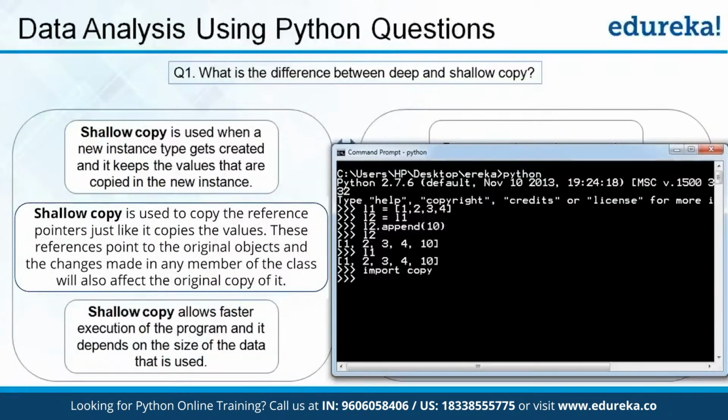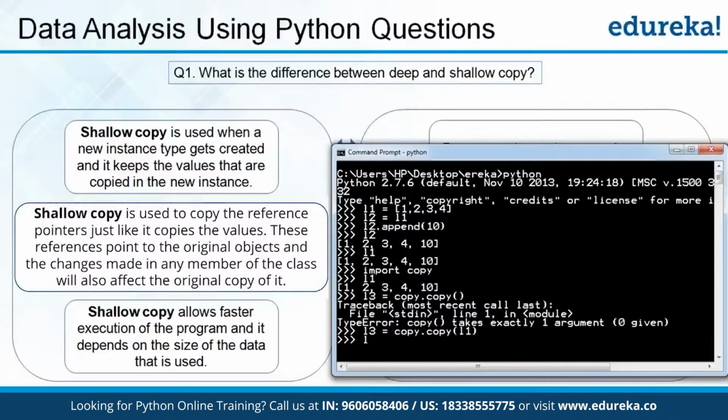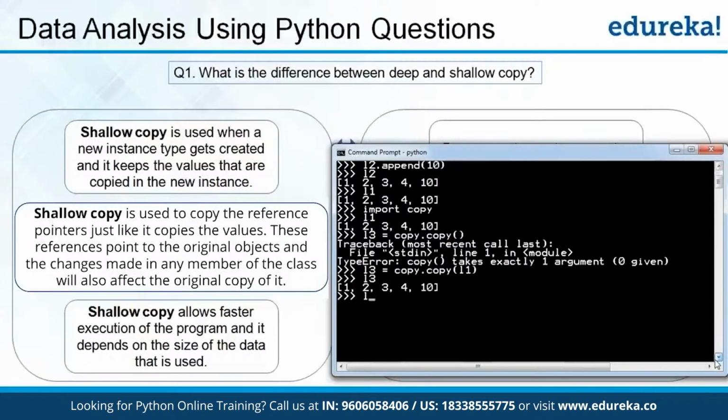Now, when you're talking about copy, we usually have a particular module named copy. The shallow copy works this way. I'll create L3 as a copy of L1. If you look at L3, it is the same as what we have in L1. Now, L3.append(11). Let's take a look at L1, L2, L3 now. L1 has 10, L2 has 10, and L3 has moved to 11, which means it has created a copy. This is a shallow copy.